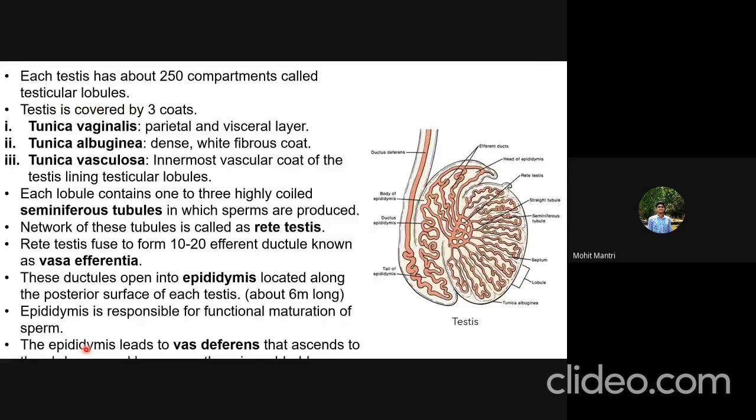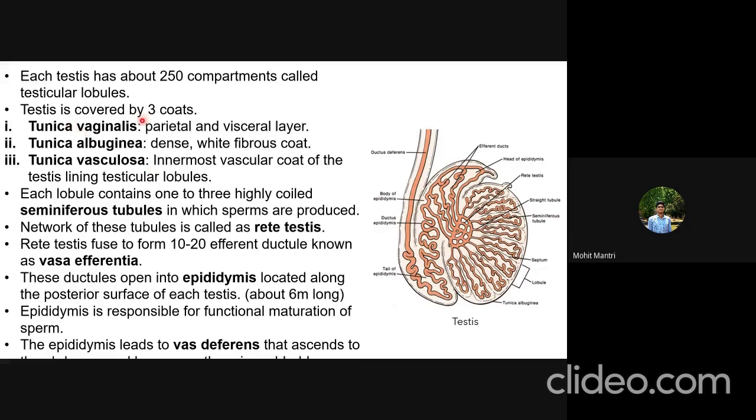Now, each testis is divided into around 250 testicular lobules. These are the testicular lobules, and each single testicular lobule consists of 1 to 3 highly coiled seminiferous tubules in which the gamete formation takes place. So each of the lobules has around 1 to 3 seminiferous tubules which are highly coiled in nature.